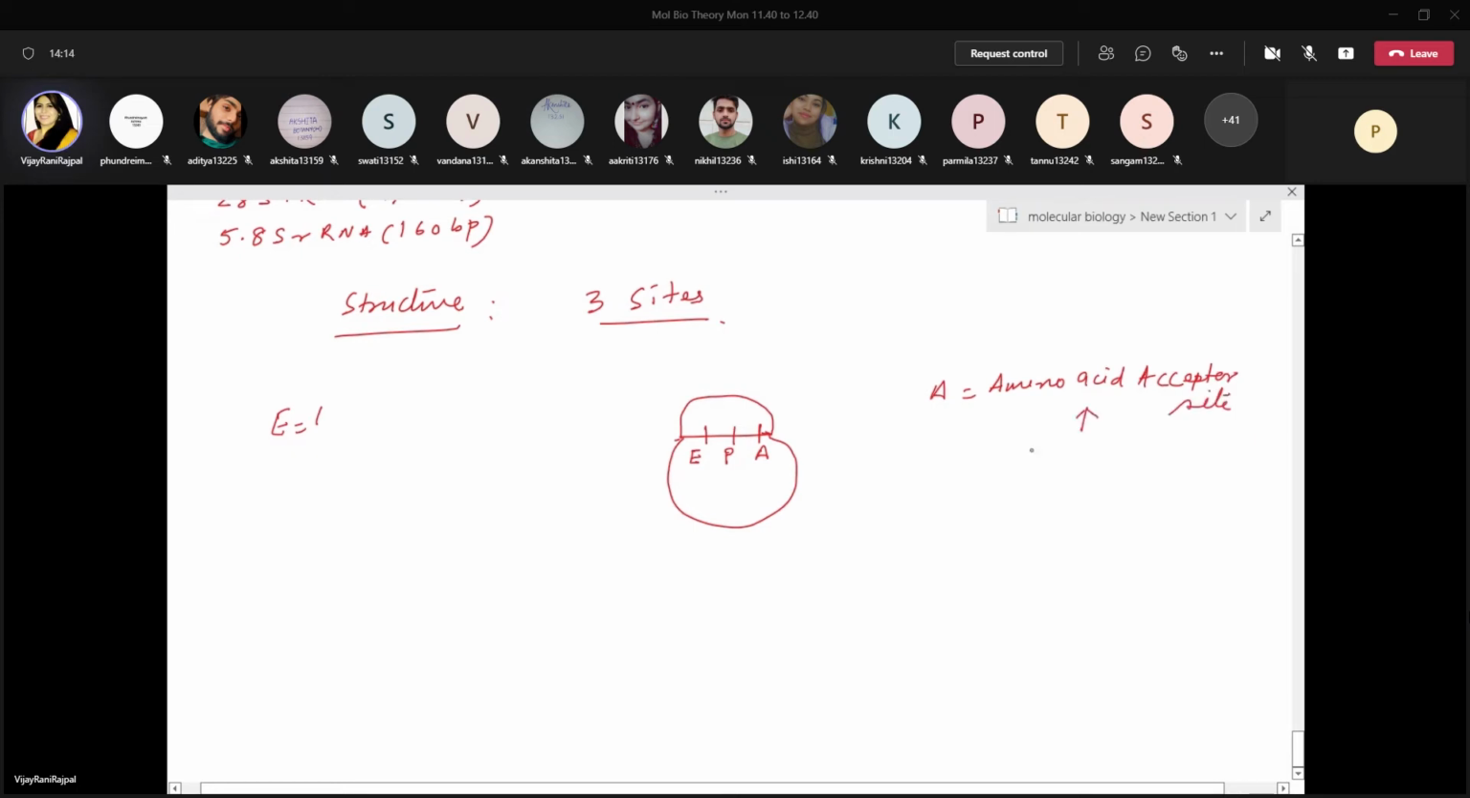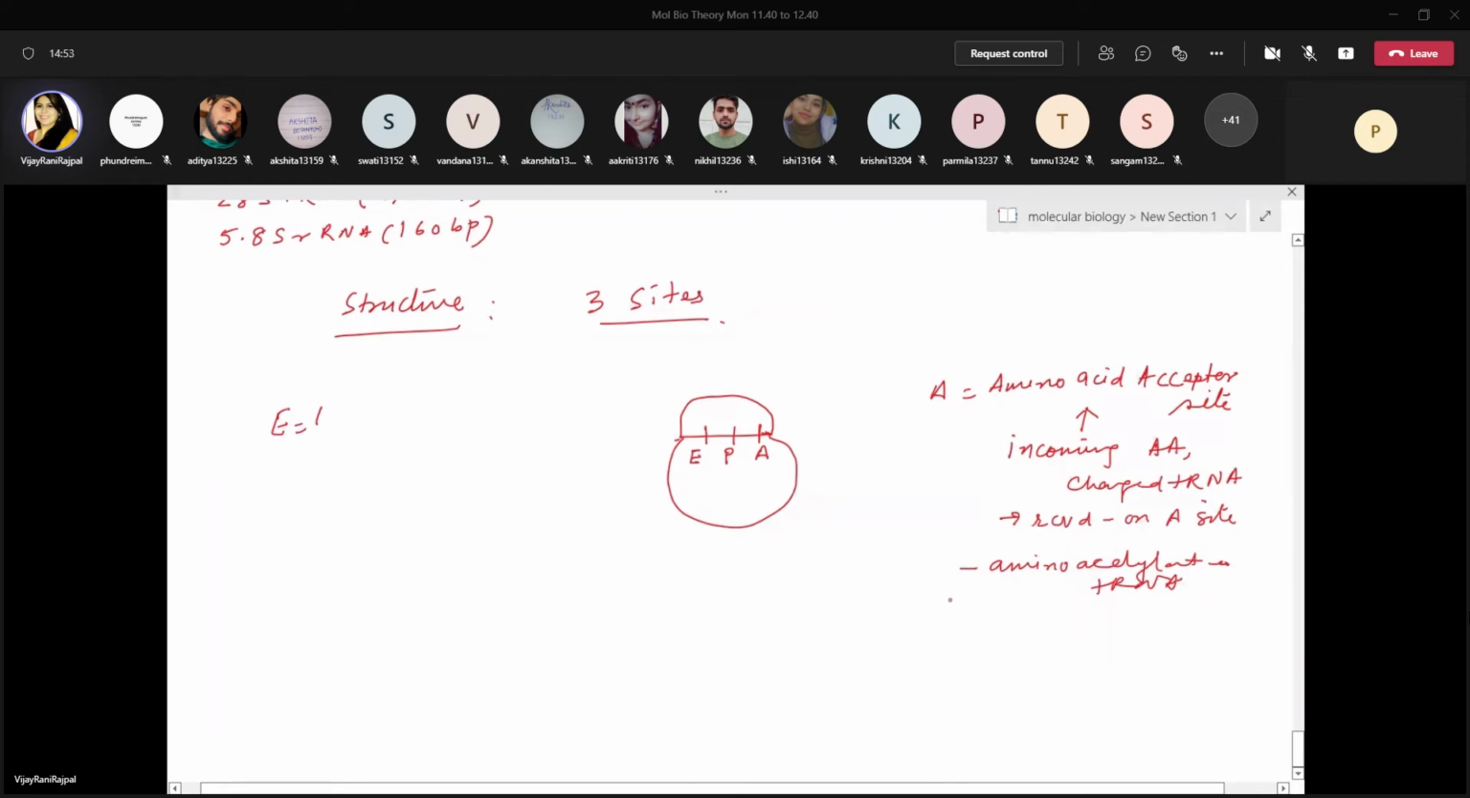The incoming amino acid, carried on a charged tRNA, will be received here. So the A site receives aminoacylated tRNA, or charged tRNA, which is carrying an active amino acid.